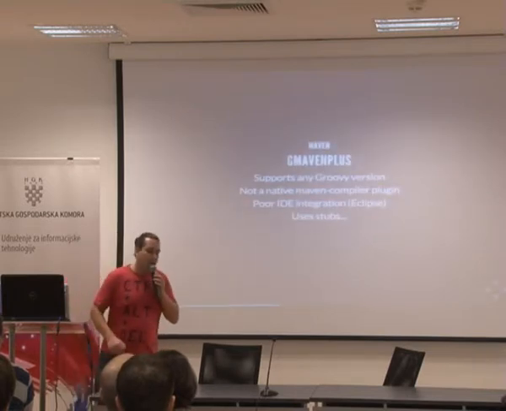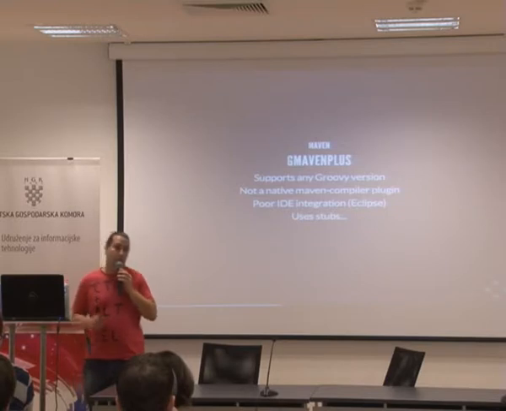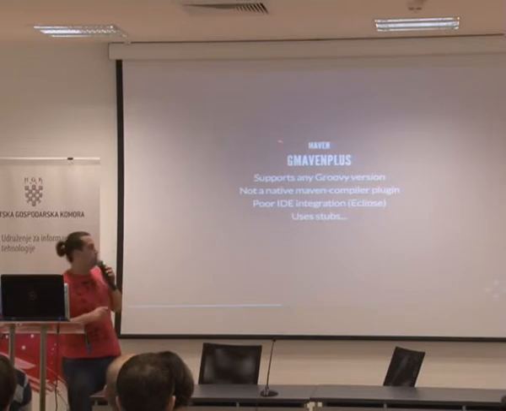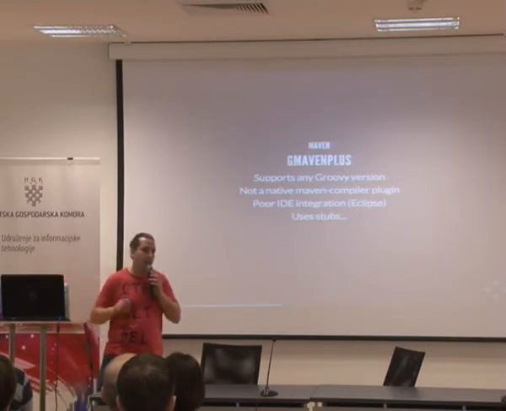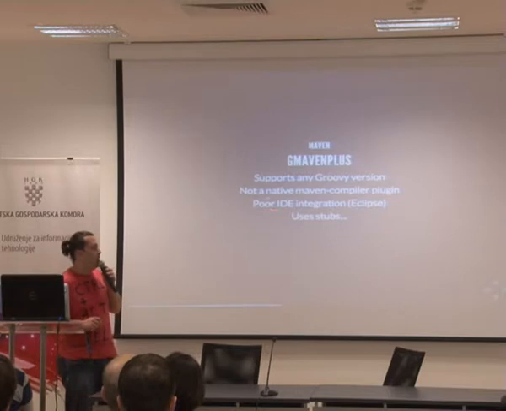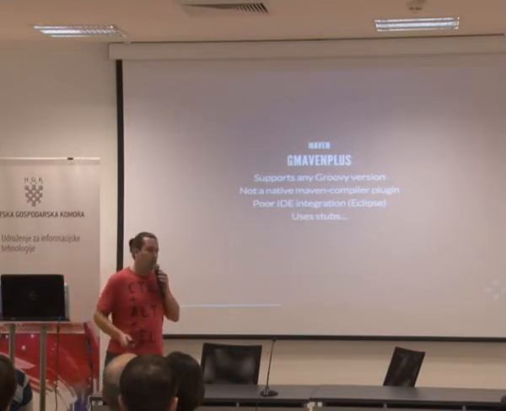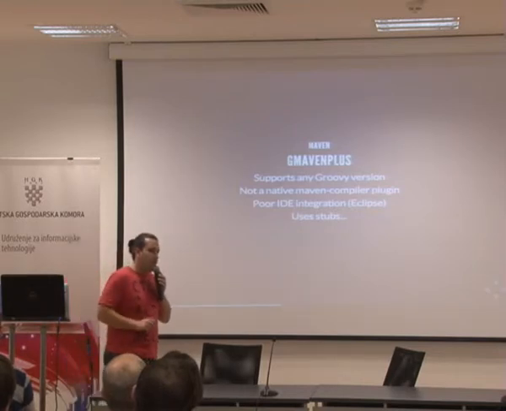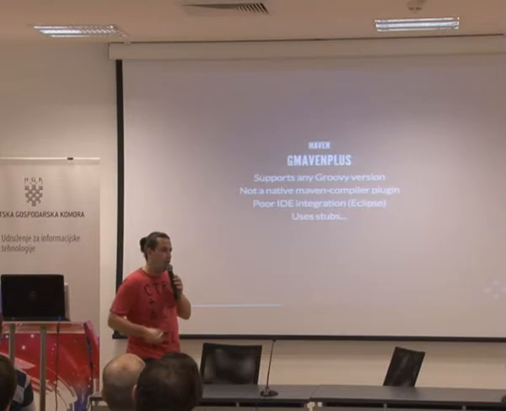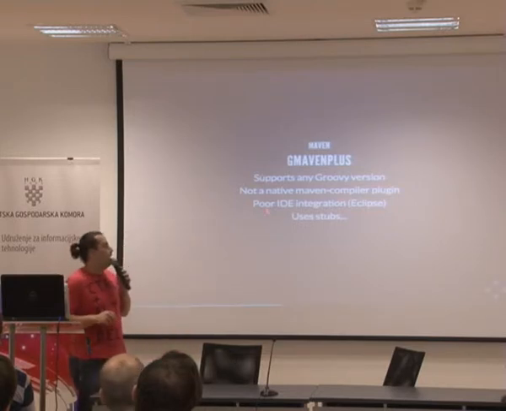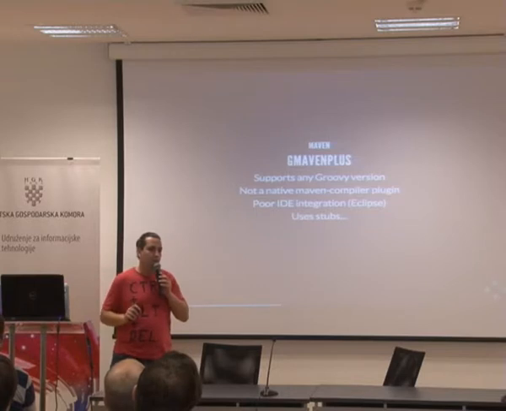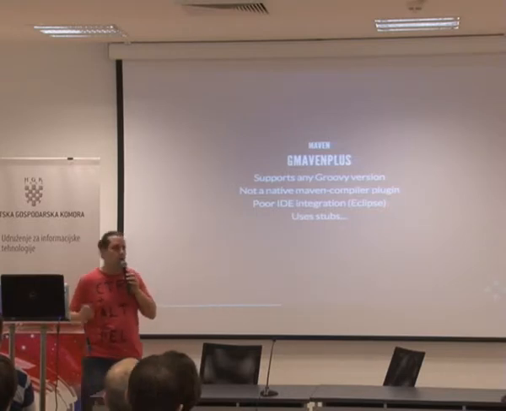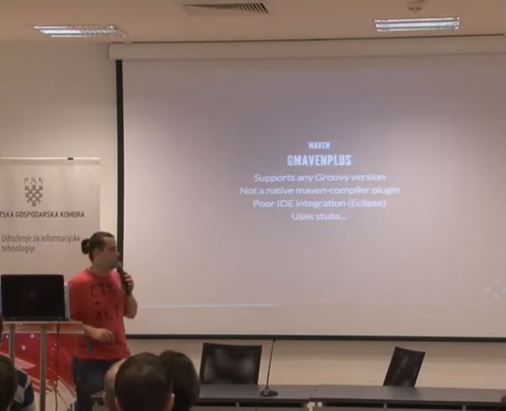Next thing, we have Maven. For Maven, we have two options, better to say three options. We can use just the Ant task in Maven. We can use GMaven Plus, which supports, again, any version of Groovy. Again, it uses stubs for joint compilation, so there could be problems in compiling. The problem is it's not a native Maven compiler plugin, so integration is a bit tricky. And there is pretty poor integration with IDEs, especially Eclipse. Eclipse doesn't have native plugins for knowing that this project is compiled with GMaven Plus.